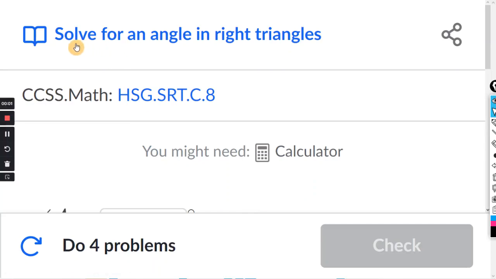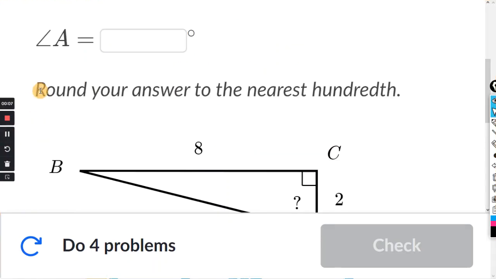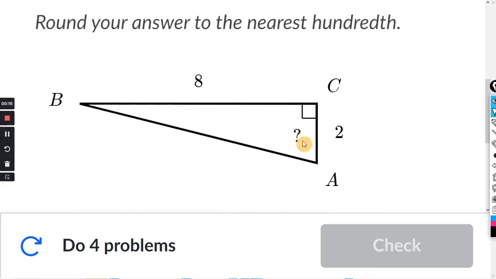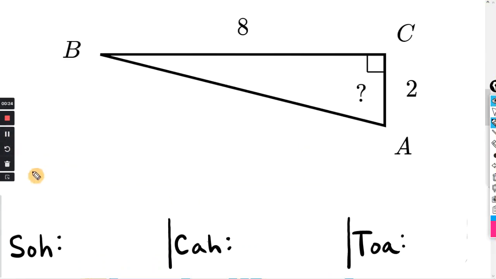This will be for the con exercise. Solve for an angle in right triangles. So right here, they're looking to solve for angle A in degrees and round your answer to the nearest tenth. And this question mark, it should be more or less here, represents the measure of angle A. All right, so you want to remember for this exercise, SOH CAH TOA.